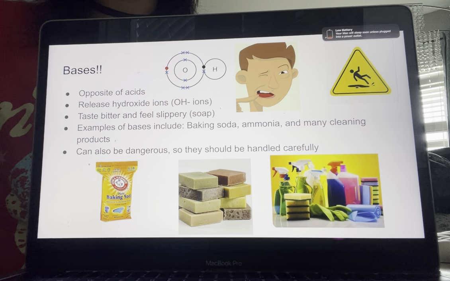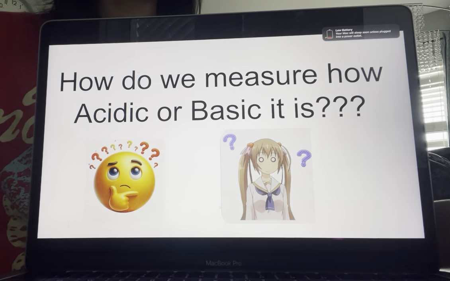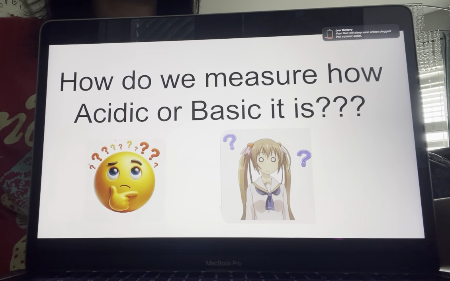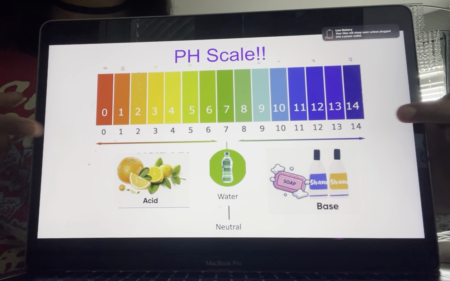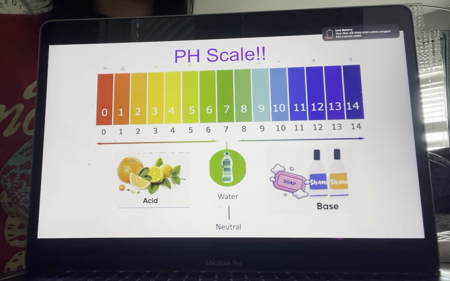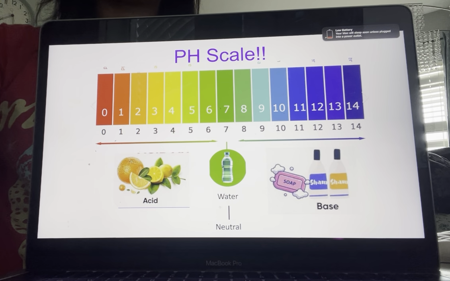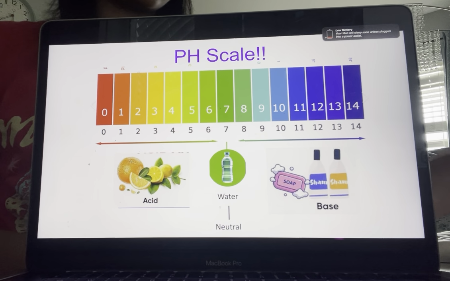But now you may be wondering, well, how do we measure how acidic or basic something is, Risha? Well, we'll use something called the pH scale. The pH scale goes from 0 to 14. A pH of 7 is considered neutral, which means it's not acidic or basic. Pure water is a great example of this substance.